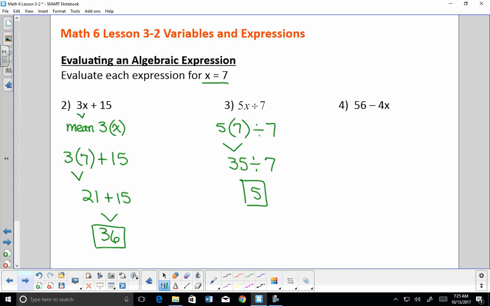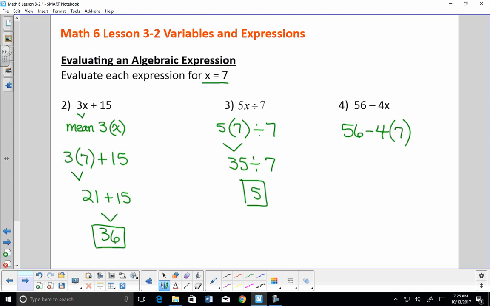Number 4 says 56 minus 4x. So 56 minus 4 times 7. So I have plugged my numbers in. Now I need to work through the problem. The first step every time you evaluate an expression is to plug the numbers in for all the variables. And sometimes you'll have more than one variable in an algebraic expression, so you may have to plug in more than one set of numbers.